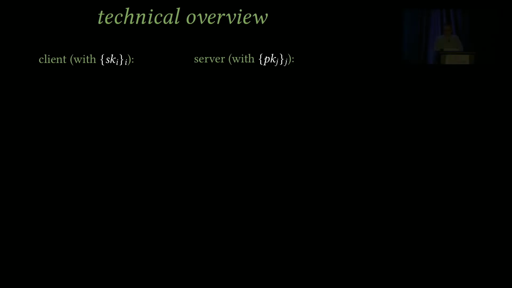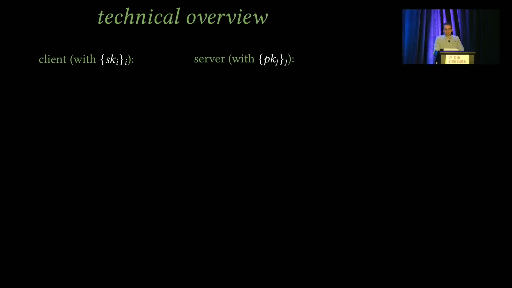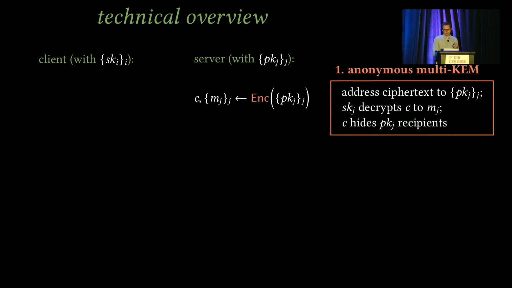So given the limited amount of time we have, I'm not going to say too much about the techniques here, but I'll just give the big picture of how our protocol works and the main tools that we use. So in our protocol, again, the client needs a set of secret keys. The server needs a set of public keys. And there are two basic building blocks to our protocol. The first one is what we call an anonymous multi-KEM. So just think of this as public key encryption.